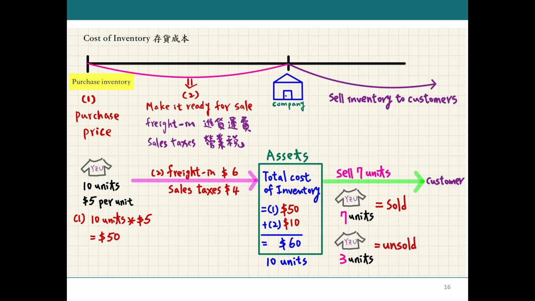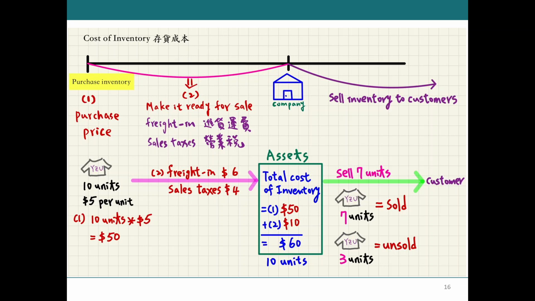So that's why, when we want to determine our cost of inventory, 1 is the purchase price, for example $50. 2 is make it ready for sales, 达到可供出售状态的相关支出. Usually, for your first year, there are 2 major items. First is freight in. What does that mean, freight in? Shipping fee, delivery fee, 运费. Second item is sales tax, 营业税.